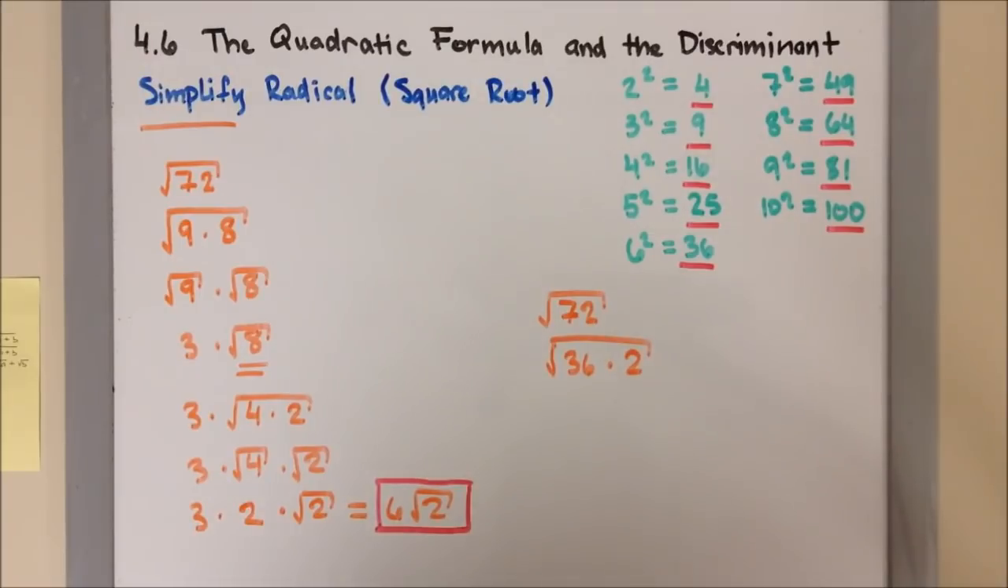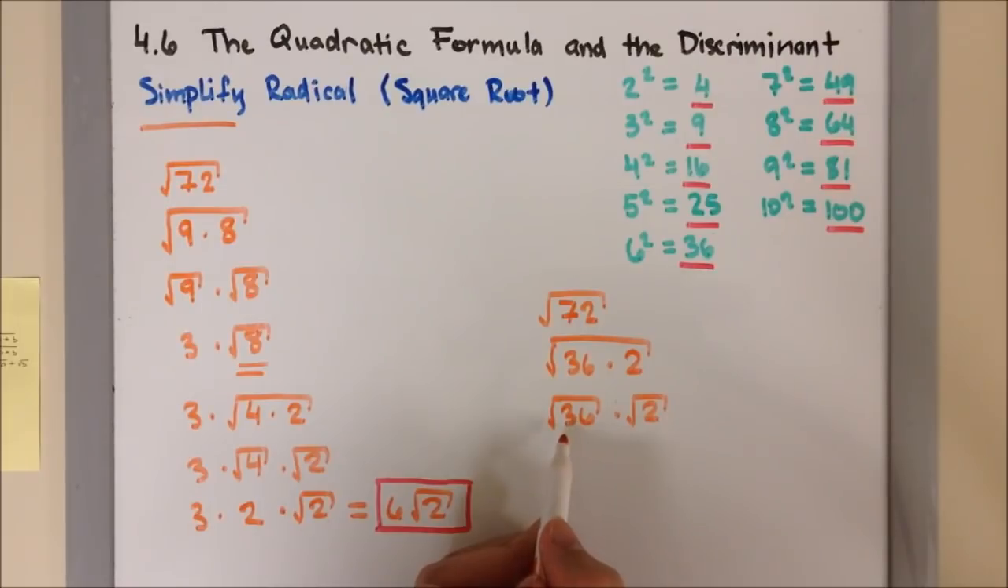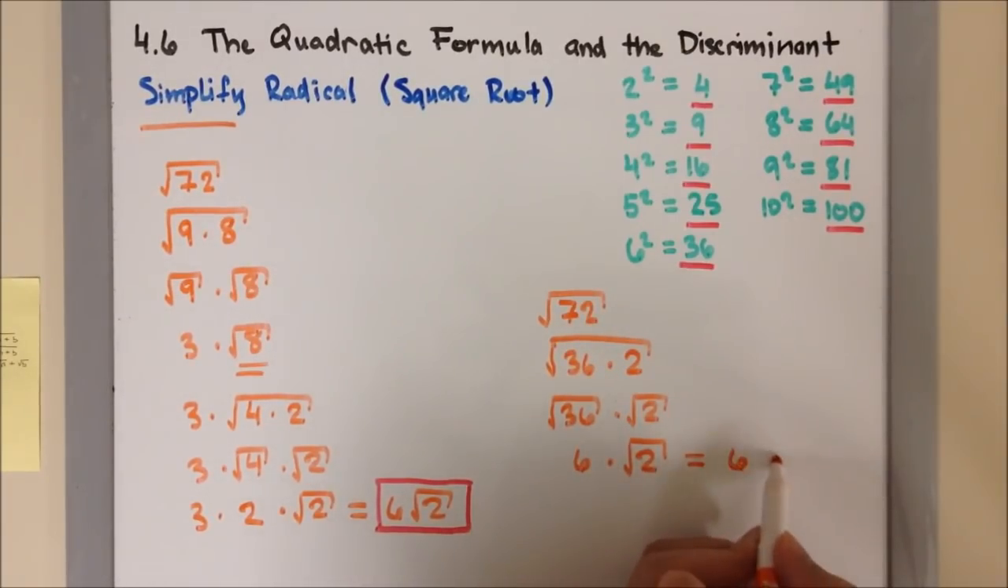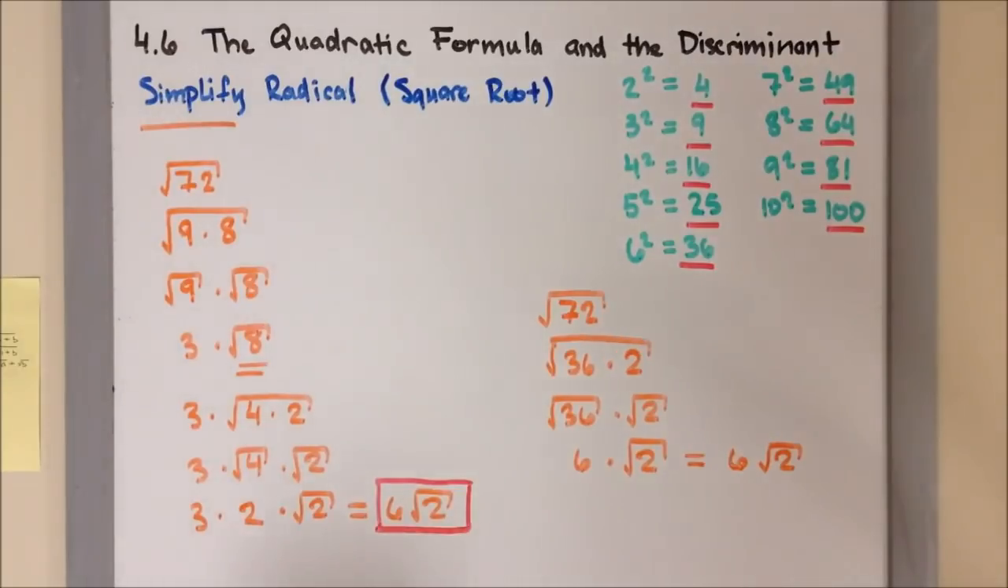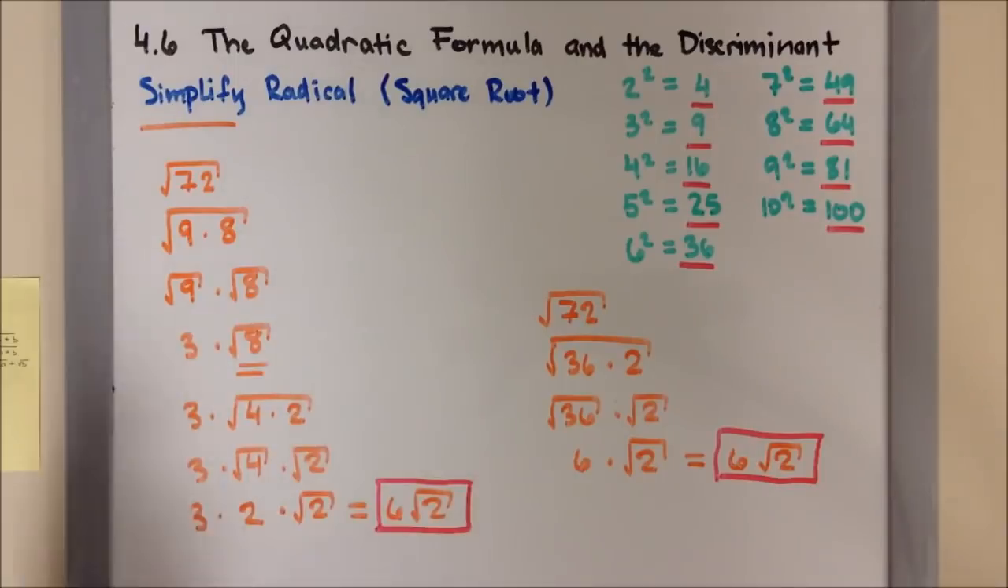like this. And then I'm going to break it down into square root of 36 times square root of 2. And then you can actually simplify this square root of 36 because it's a perfect square number. That's going to become 6. Now, when you do that, 6 times square root of 2 will be 6 square root of 2. Just like that. And that's my final answer. And again, notice how this answer is exactly the same as the previous answer.